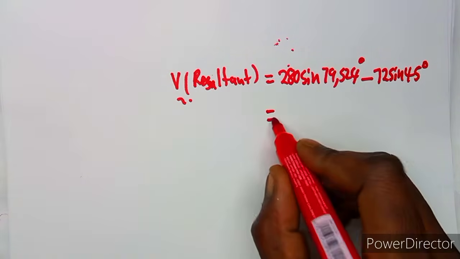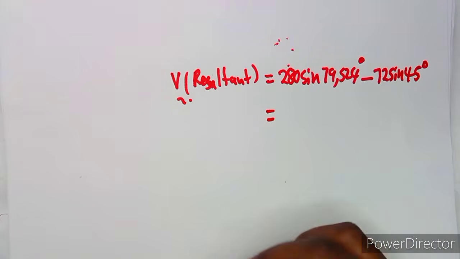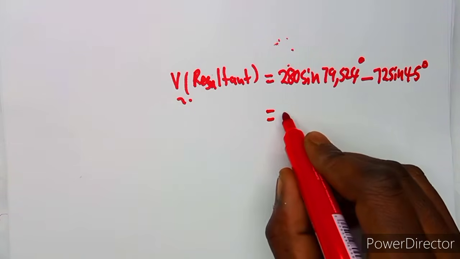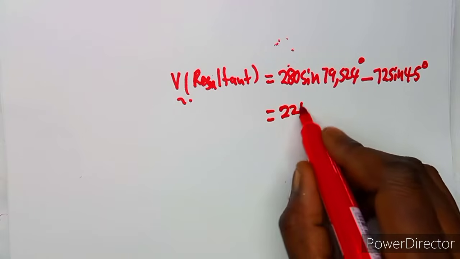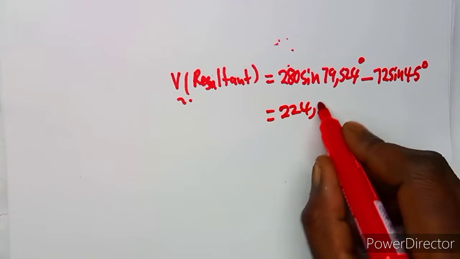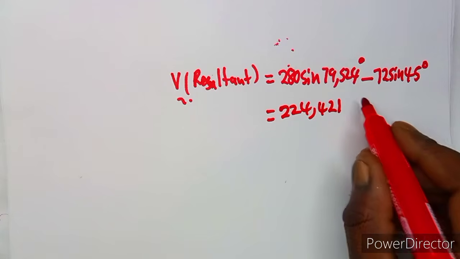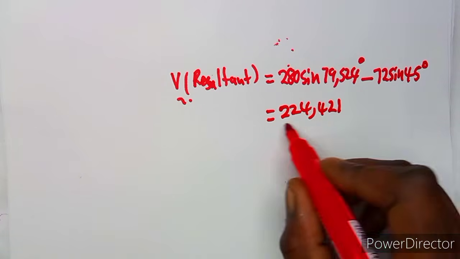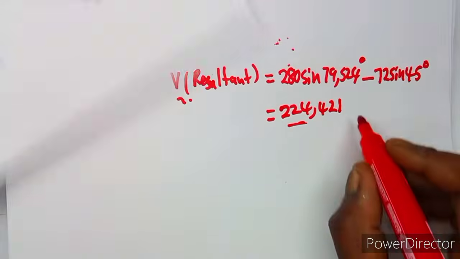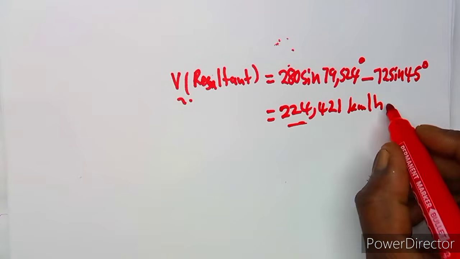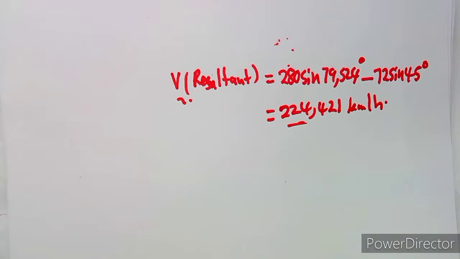So you just use your calculator properly. You're going to obtain 224.421. That's 42103. So this zero cannot change, so this is what you're going to be left with, and these are kilometers per hour. So that's our final velocity there, which is the resultant.